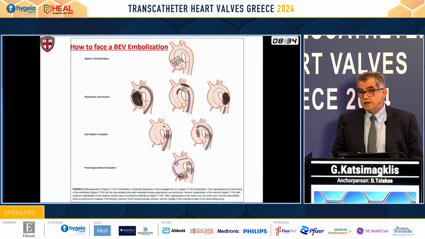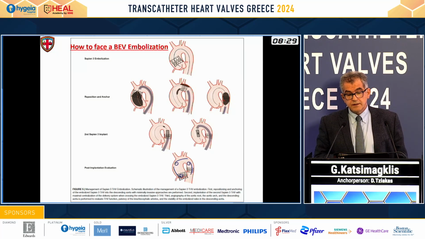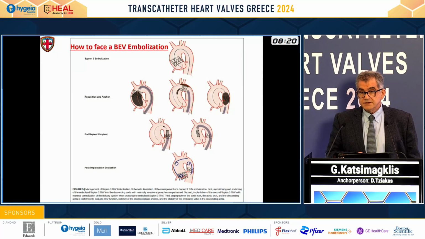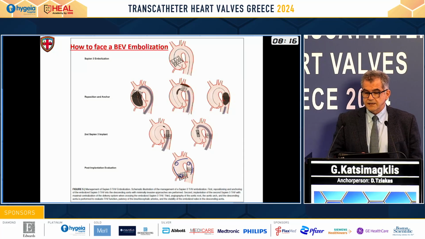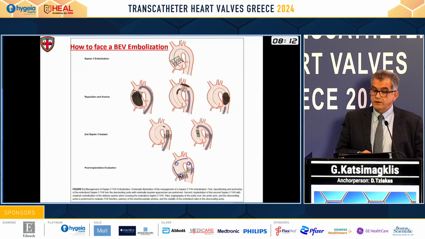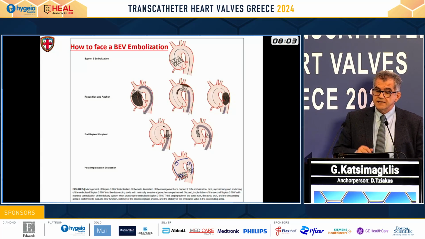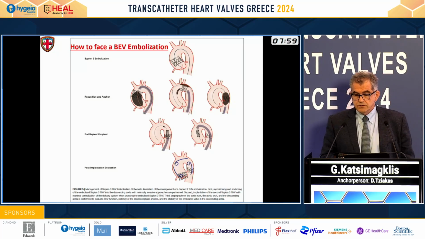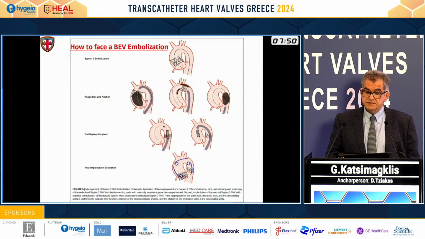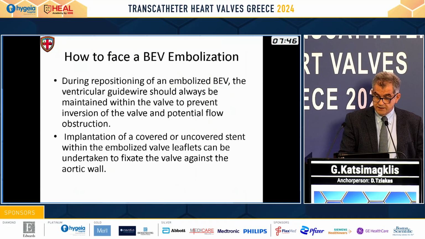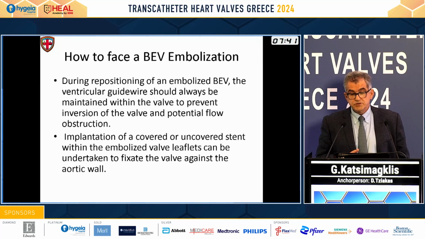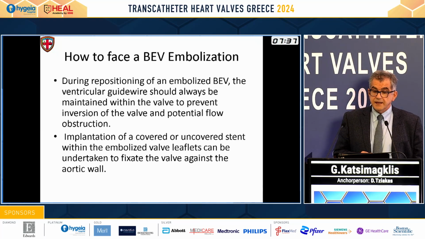How are we going to face this embolization when the valve is in the aorta? We try to reposition it by inflating a balloon and trying to retract the valve into the descending thoracic aorta. When it is difficult to pass the aortic arch, it's better to pass another wire and try to crush the valve a little using a balloon valvuloplasty, and after that retract the valve into the descending thoracic aorta. After, we try to pass a second valve inside this valve. During repositioning of this embolized valve, the ventricular guide wire should always be maintained inside the valve so as to prevent inversion of the valve and potential flow obstruction.